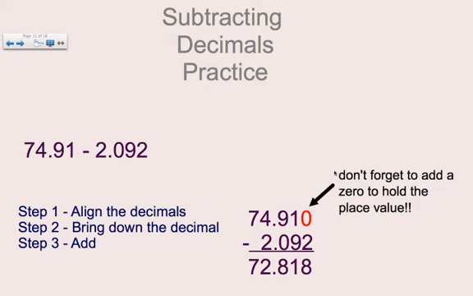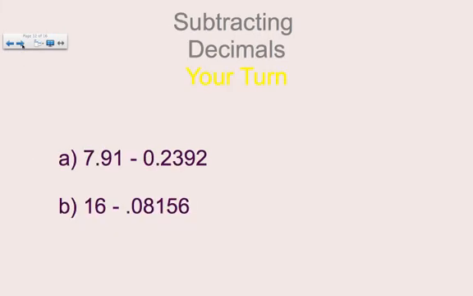Again, step 3 on this page should be subtract and not add as I have. I apologize for that. In my haste to try to hurry things up and not have to recreate the slides, I just copied it and didn't really pay attention. So again, remember, step 1, align the decimals. Step 2, bring down the decimal. And step 3, add or subtract. Okay, your turn.